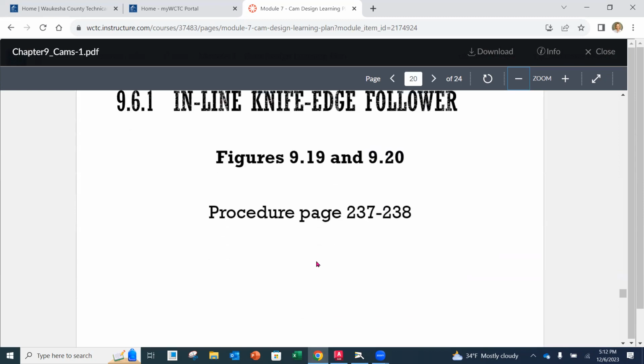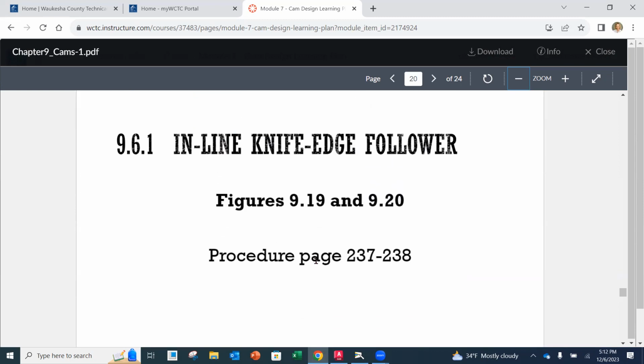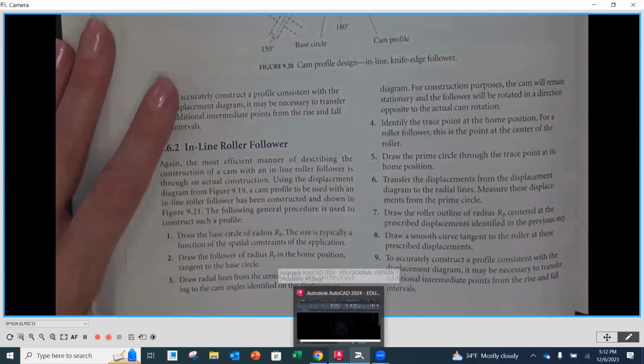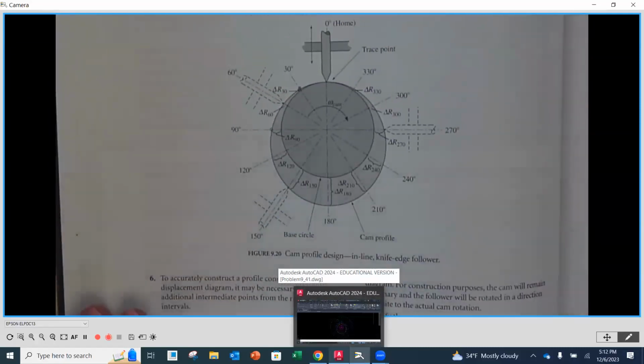Now, as we look at the most elementary or entry level cam profile, we're going to have to know exactly what type of follower we're going to have. The first one that we have here is an inline knife edge follower. The inline knife edge follower is the simplest one to construct. And as we turn the page to page 238, we will see this process unfold.